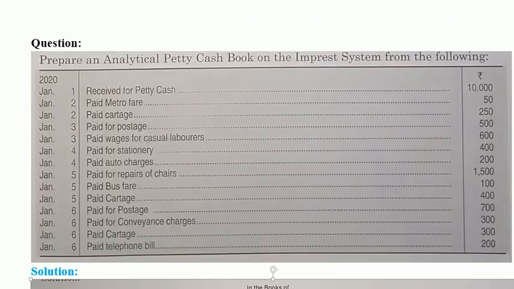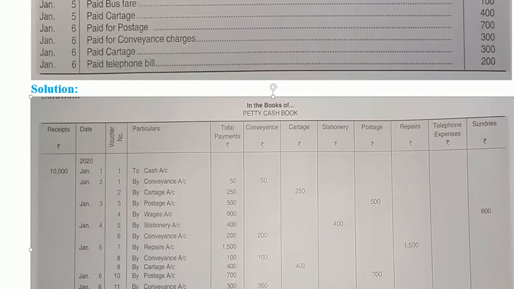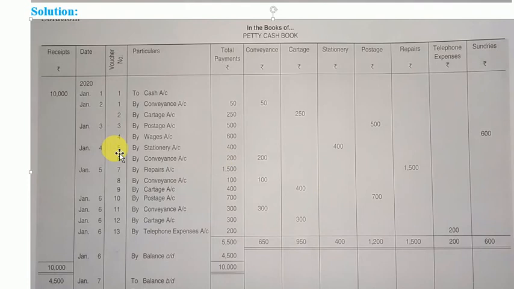Okay, and now proceed towards another transaction, that is paid for the stationery worth 400 rupees. So this stationery was incurred with 400 rupees. So we'll write on January 4th, by stationery worth rupees 400 being recorded on the payment side, and again this will be shown in a particular column of stationery for rupees 400 here.